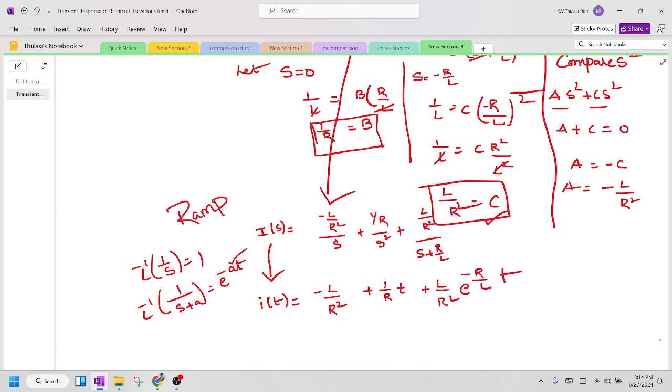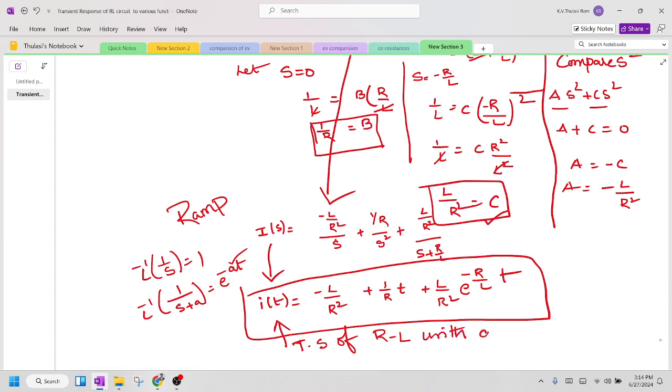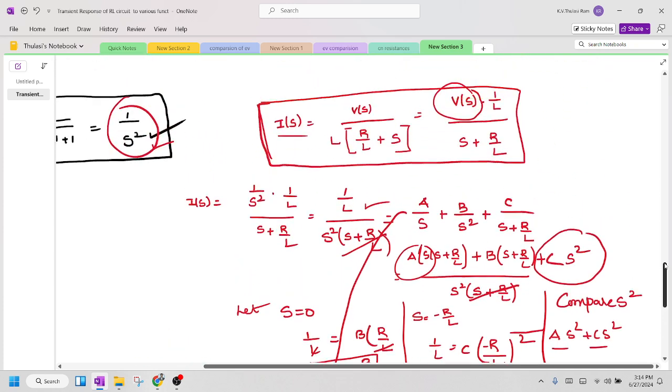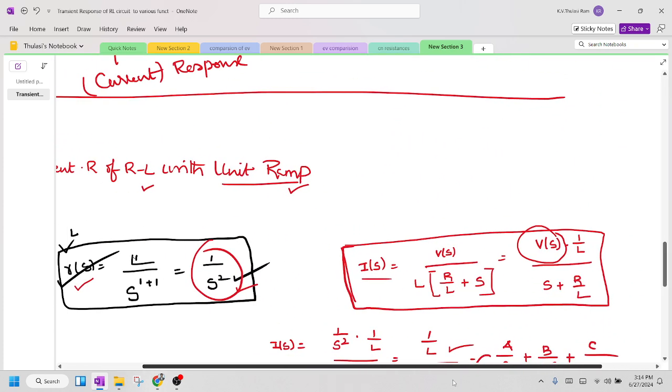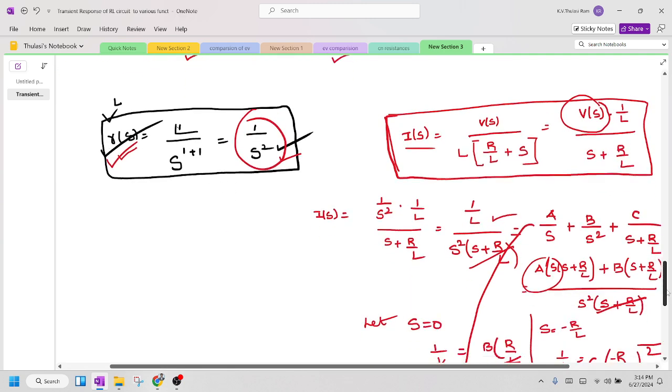So this I(t) is called the transient response of a series RL circuit with a unit ramp applied. This is how to find the transient response. If you want to revise, you can see the previous video on how to define a ramp, 1 by s squared. This I(s) is derived as V(s) into 1 by L divided by s plus R by L as well.